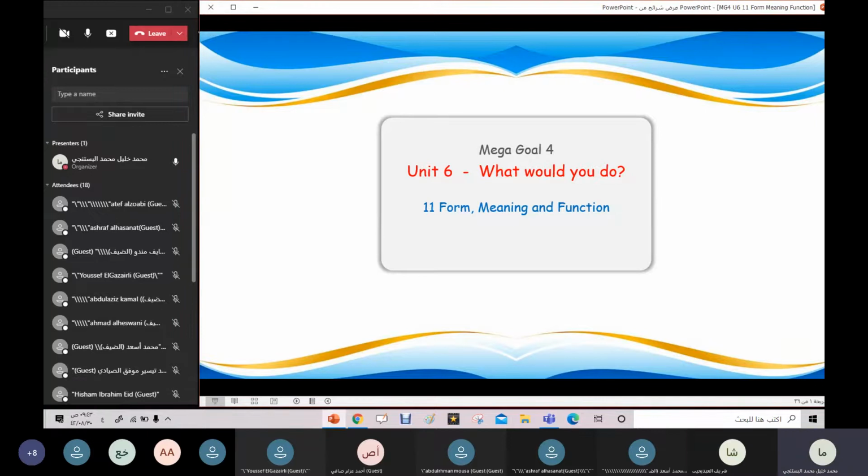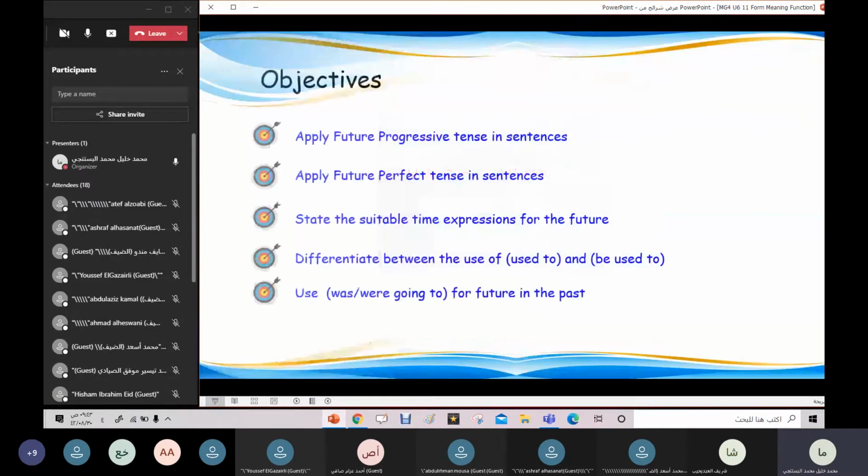As usual, here we are going to look at the objectives of our lesson: to practice future progressive tense in sentences, apply future perfect tense in sentences, state the suitable time expressions for the future, and also differentiate between the use of used to and be used to, and use was, were, going to for a future in the past. So these are the objectives of our lesson.